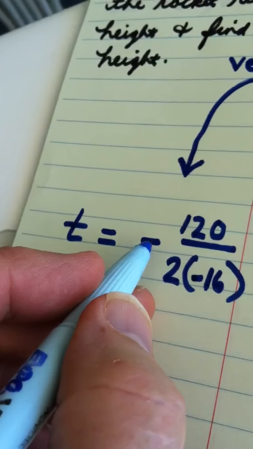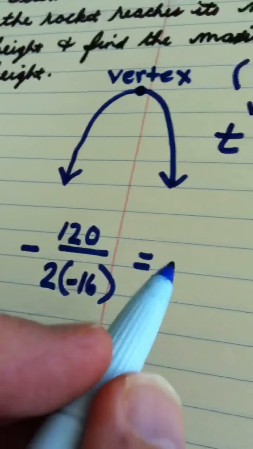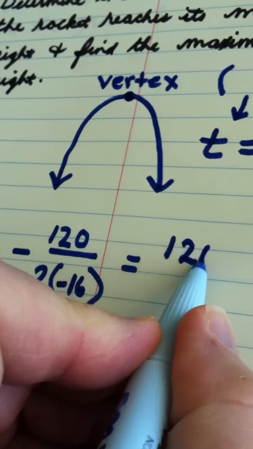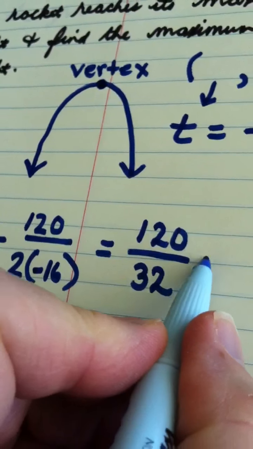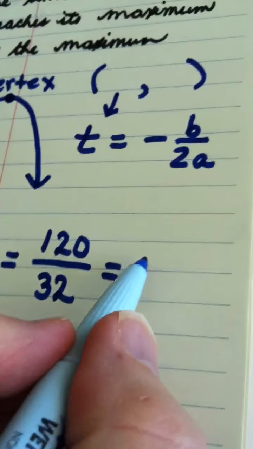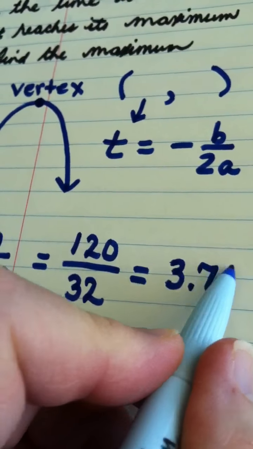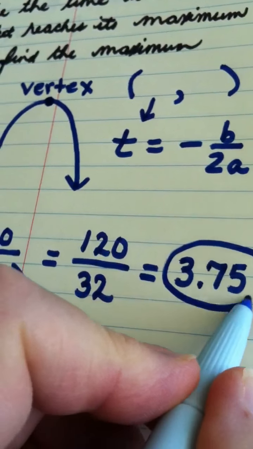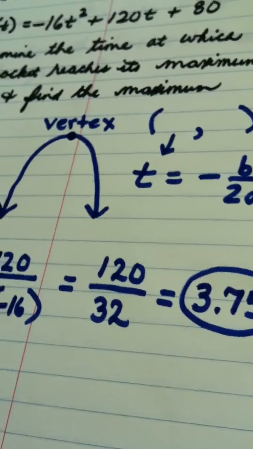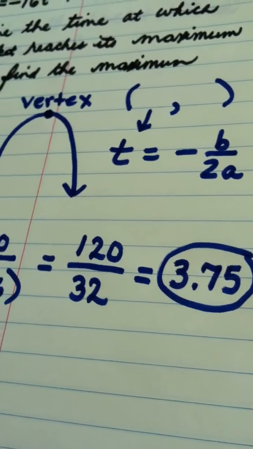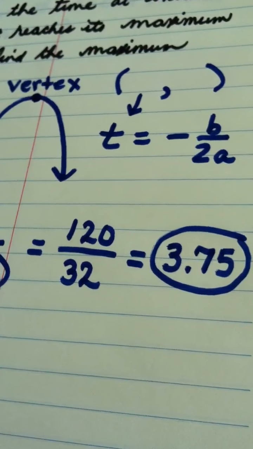Okay, what's going to happen? A negative and a negative become a positive. And if you take your calculator, 120 divided by 32 is going to work out to 3.75. Okay, so the first coordinate of the vertex, t, is 3.75.